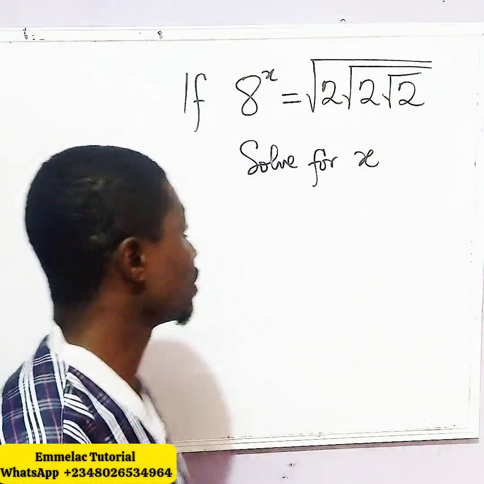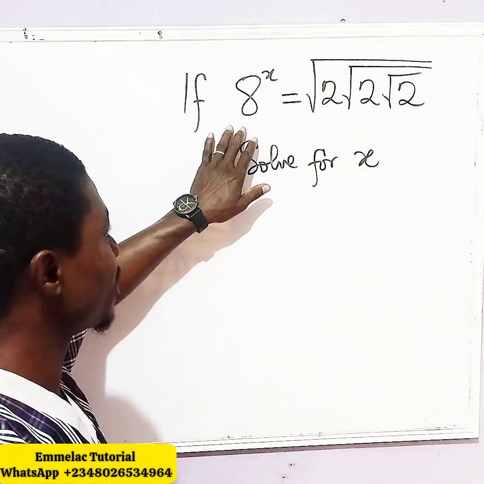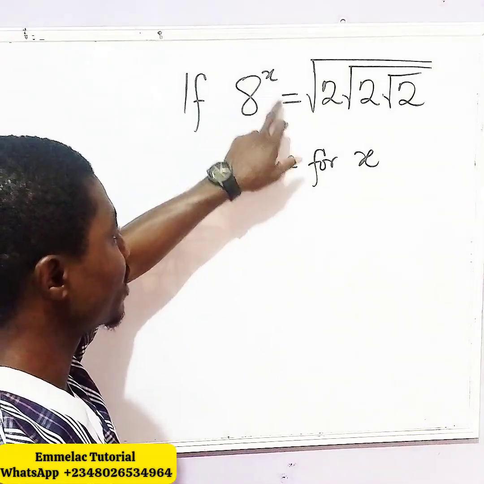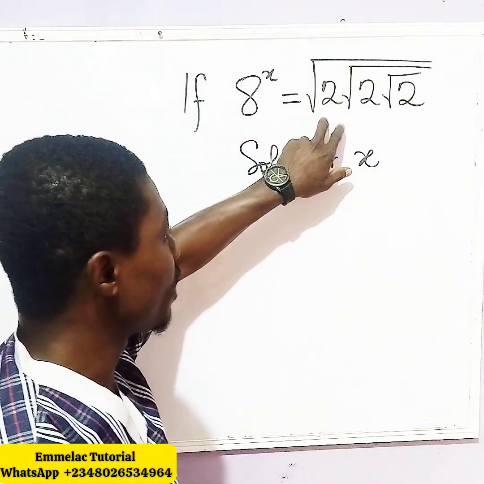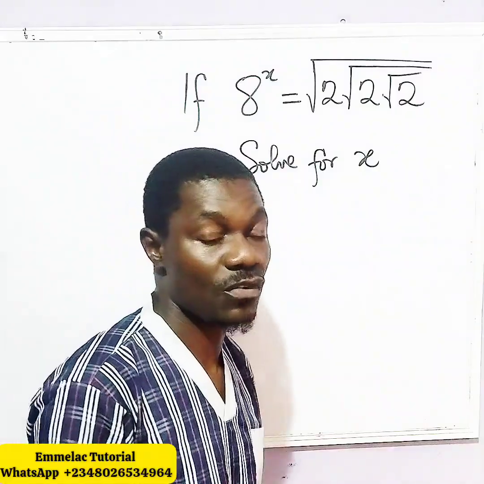Now before us is this beautiful exponential equation, and it shows that if 8 raised to x equals the square root of 2 into the square root of 2 into the square root of 2, I'm going to solve for x.